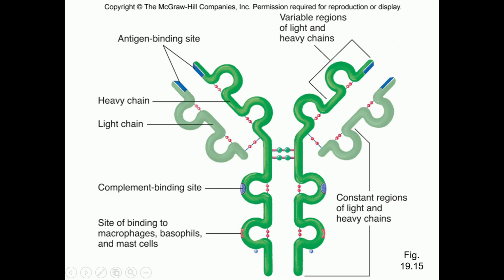Antigen binding site, we have heavy chain, light chain. Complement binding site, we have the site of binding to macrophages, basophils, and mast cells. On the right, we have variable regions of light and heavy chains. In the lower portion, we have constant regions of light and heavy chains.